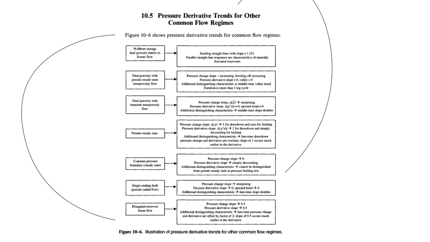So lastly, elongated reservoir, linear flow. Pressure change slope 0.5, pressure derivative slope 0.5. Additional distinguishing characteristic: late time pressure change and derivative are offset by a factor of 2. Slope of 0.5 occurs much earlier in the derivative. Figure 10.6 is an illustration of pressure derivative trends for other common flow regimes.